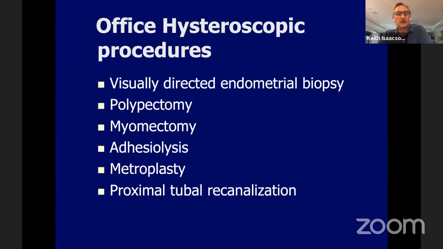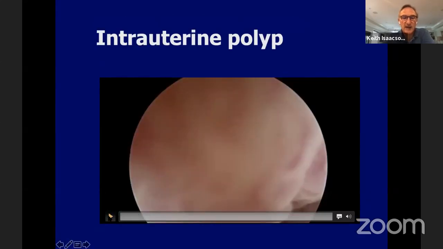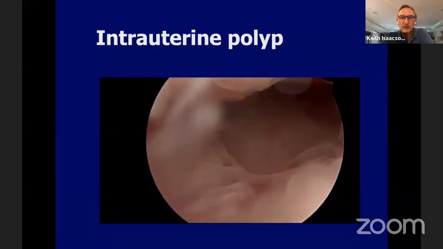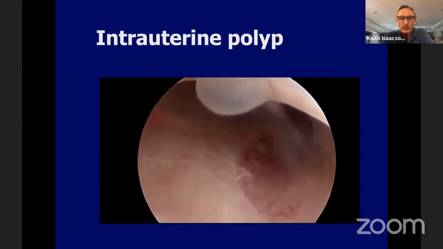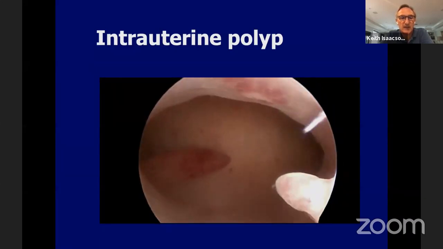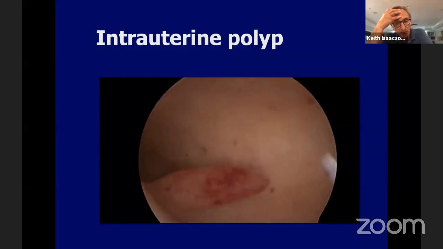So we also do visually directed biopsies, polypectomies, myomectomies. I do almost all of my Asherman's cases in the office. We'll do some septum repairs, and I'll show you a few of those. If you're going to do a polypectomy in the office, this is what I would start with, because it's so simple. Again, the patient is wide awake. There's no paracervical block. We're talking to the patient as we're doing this, and there's absolutely no reason to put in an expensive shaver into this particular patient.